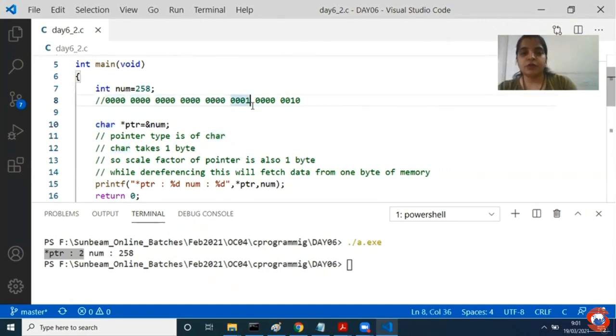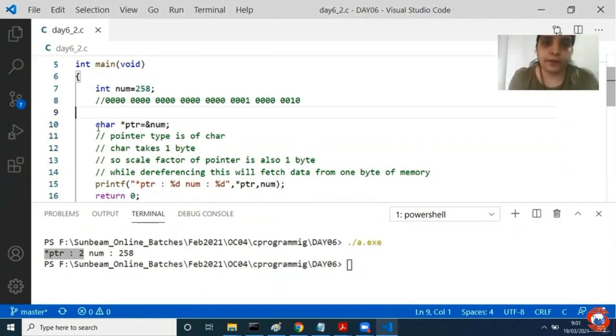So is it giving me output as 2? It is because it is referring only to this byte, because my pointer has the capability to fetch the data from the first byte only. Did everyone understand?